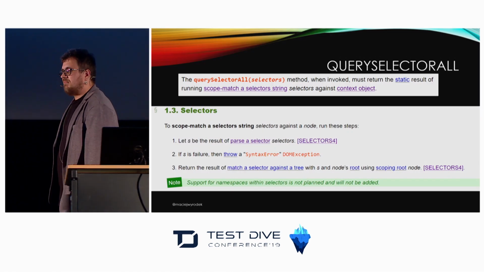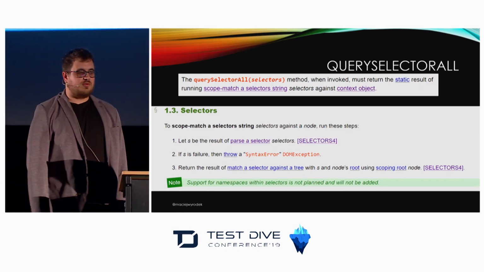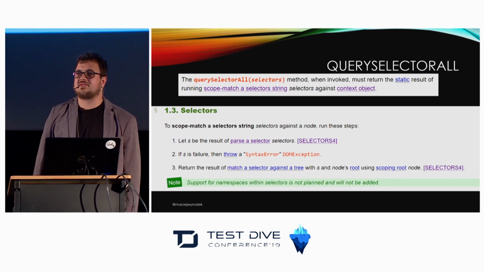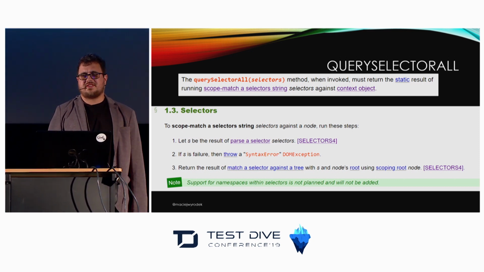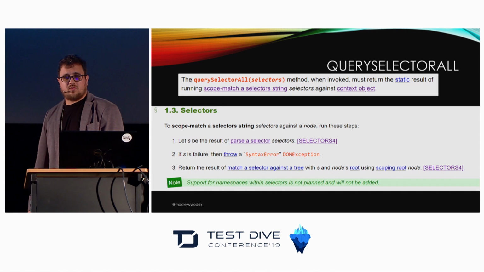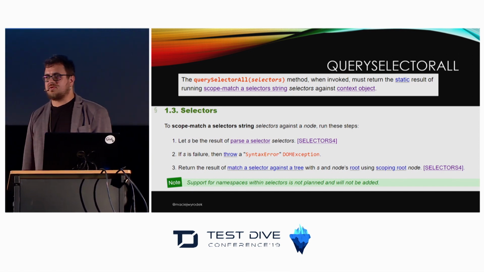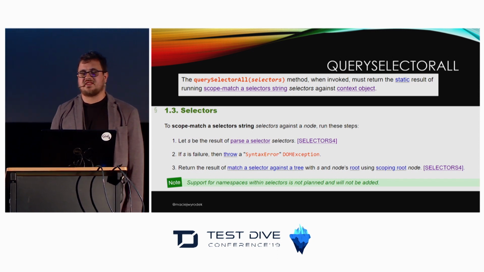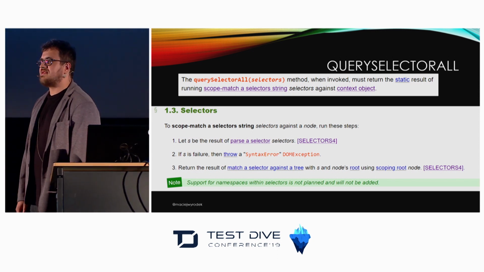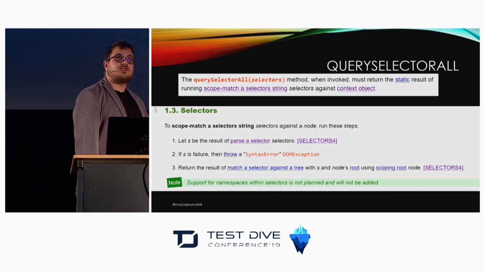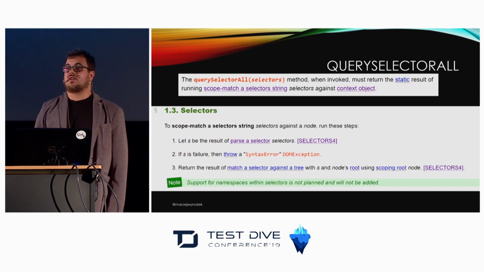Fortunately for us, DOM was written by much more human people than the Selenium stuff, and it's much easier to understand. Basically, what they are saying here is the query selector all. It's doing this. It's trying to parse the selectors. If it won't be able to parse it, it will throw error. If not, it will return the element that matches the context.